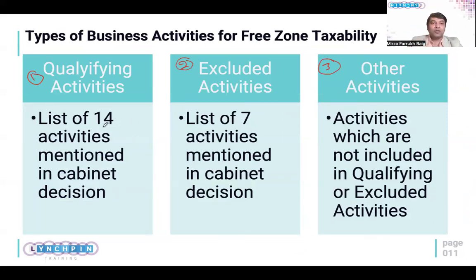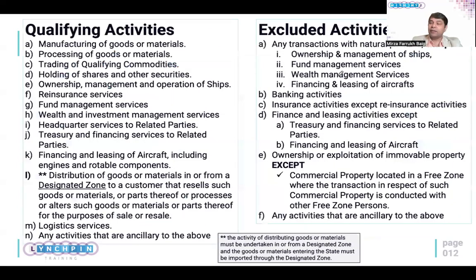So I have a list of 14 activities which FTA has issued, which are called the qualifying activities. Then I have a list of 7 activities which are excluded activities. And anything which will not fall here or here would be in the other activities. So at present, I am just putting my activities inside the buckets. The list of the qualifying activities, which was also updated a few months ago, has around 14 activities.